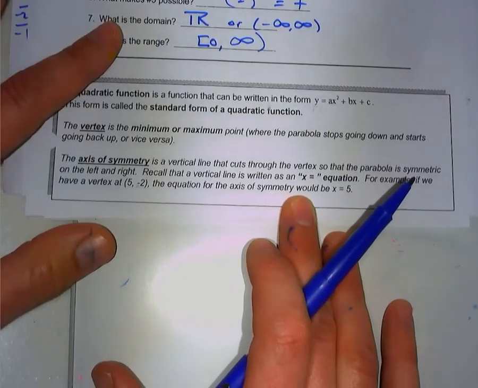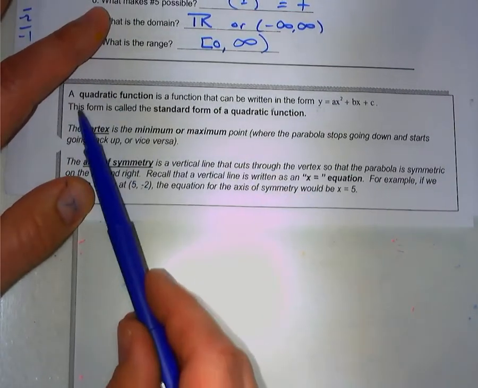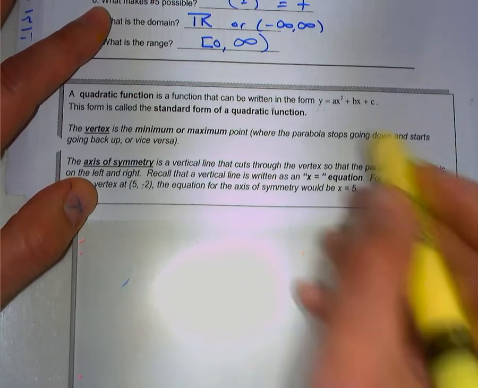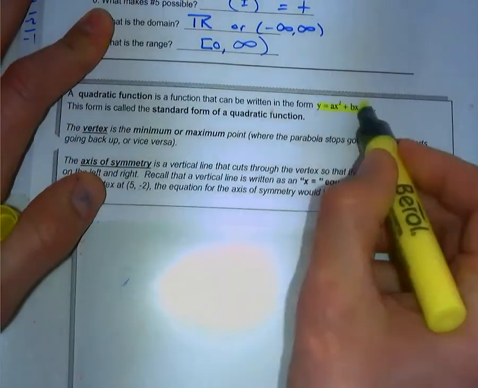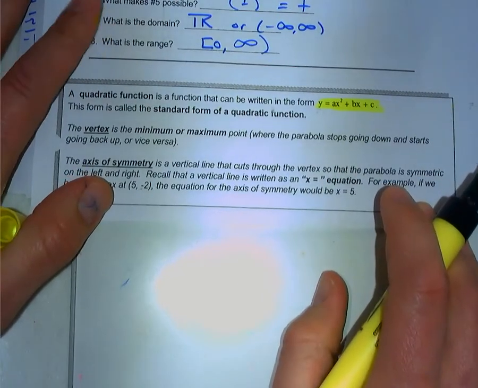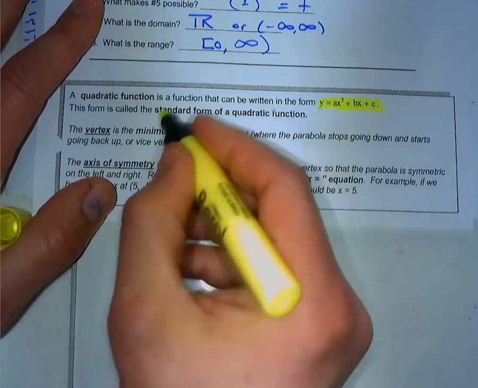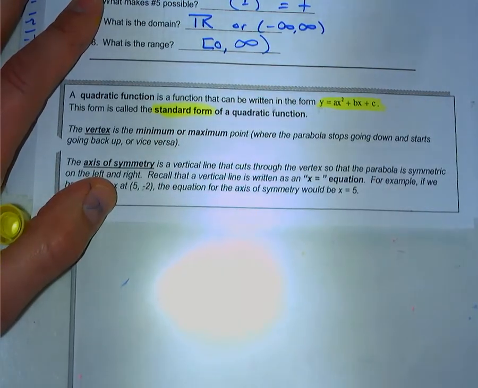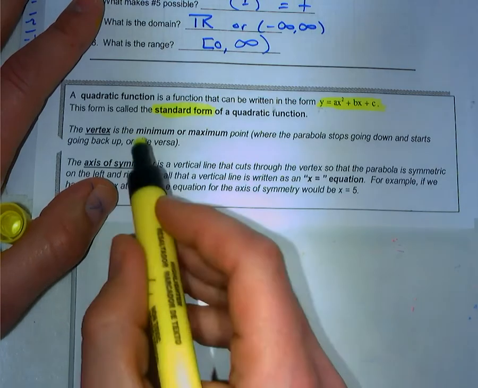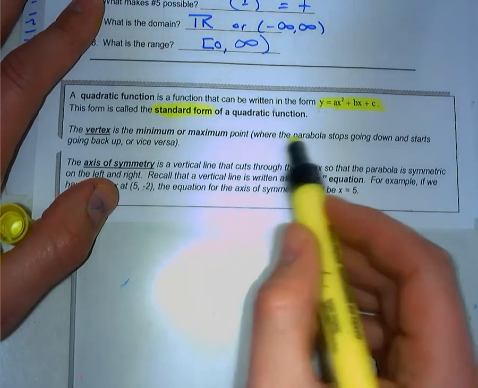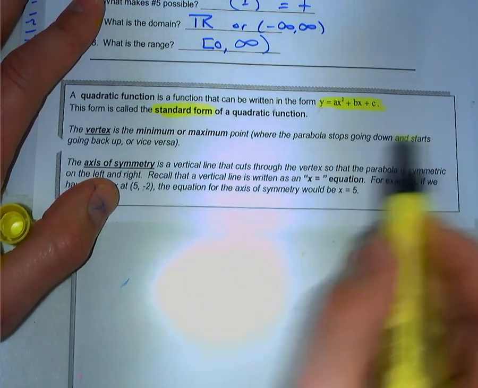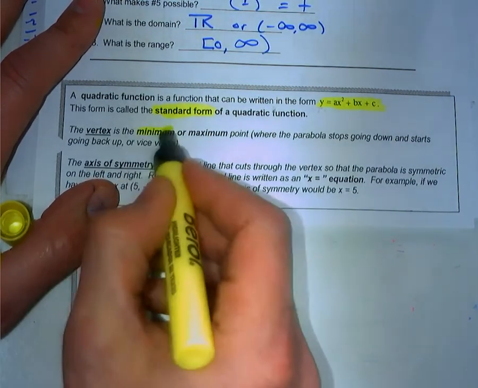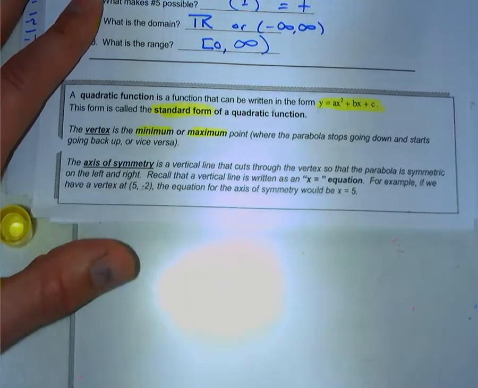So there's a little box in the bottom. I'll kind of read through this. Quadratic function is a function that can be written in this form. We've got y equals ax squared plus bx plus c. And this is called standard form. Okay, that's standard form. The vertex is the minimum or maximum point where the parabola stops going down and starts going back up, or vice versa. So that vertex is a min or max. So we're going to start looking into that.